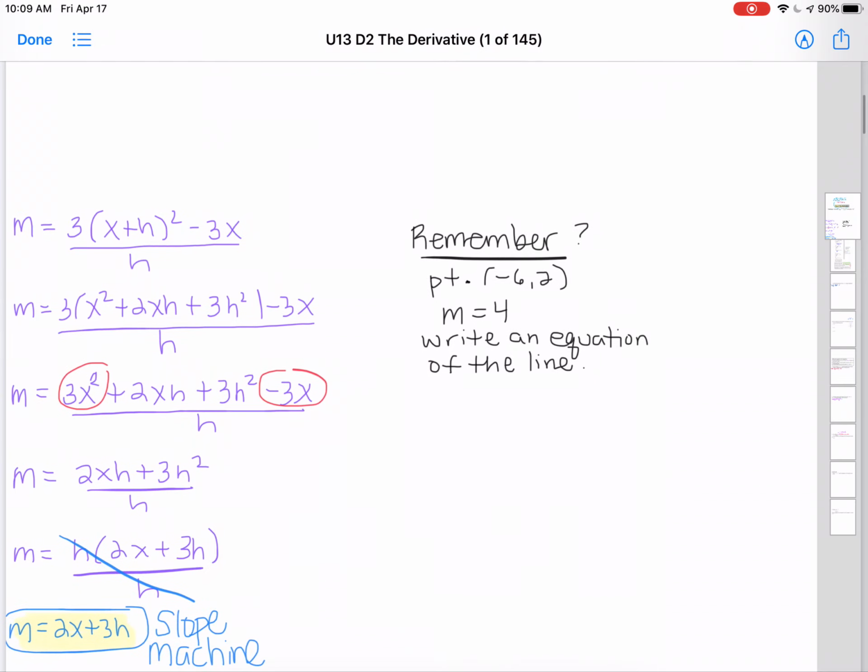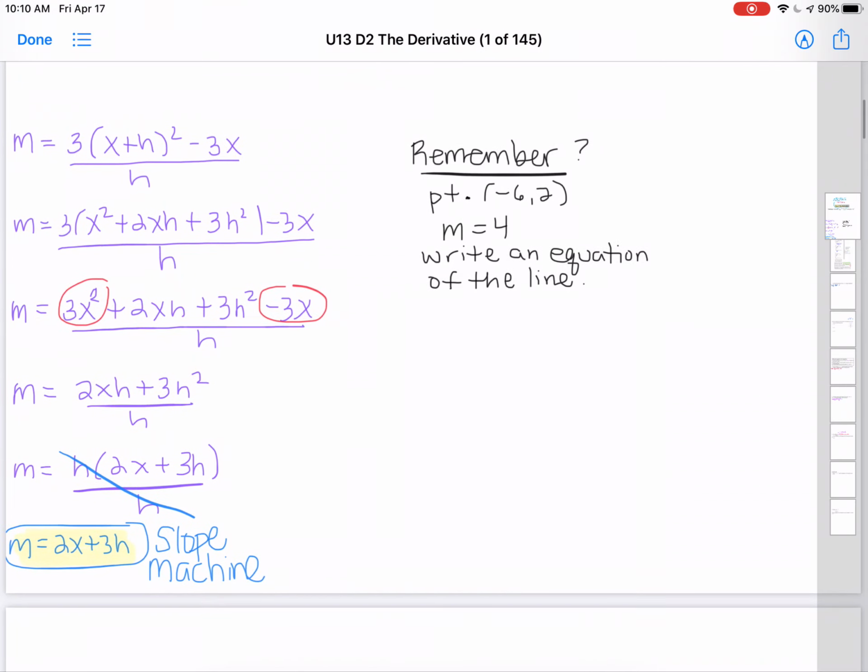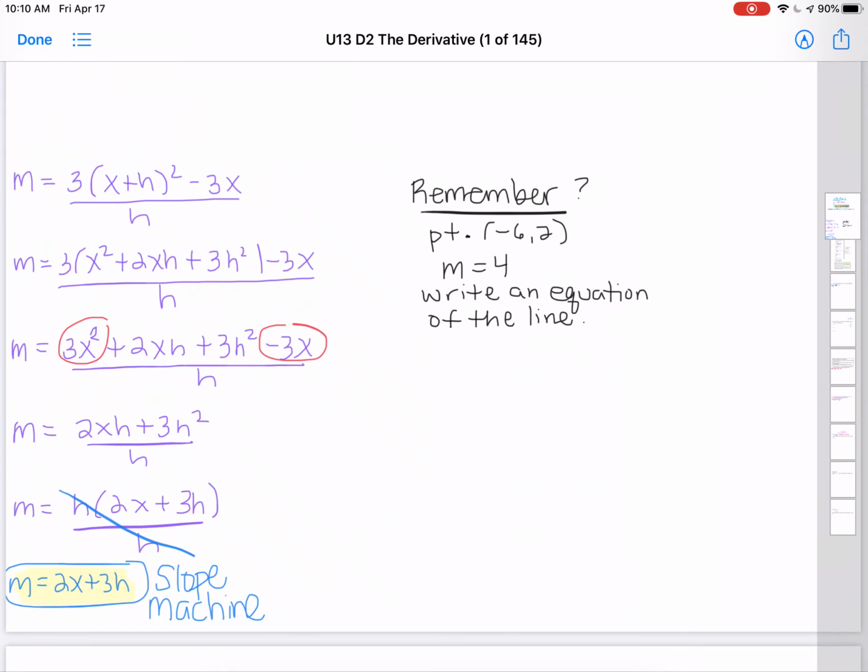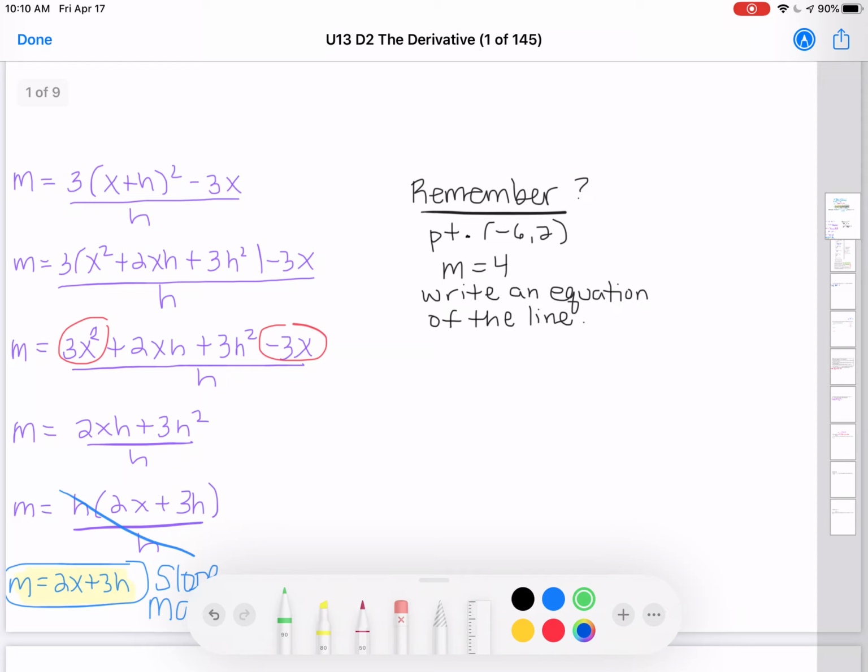Okay, so there we go. I wound up with 2x plus 3h. Hopefully you did as well. I do want to just remind you of something that we've done earlier this year that will come up today, and then we'll get into the derivative.